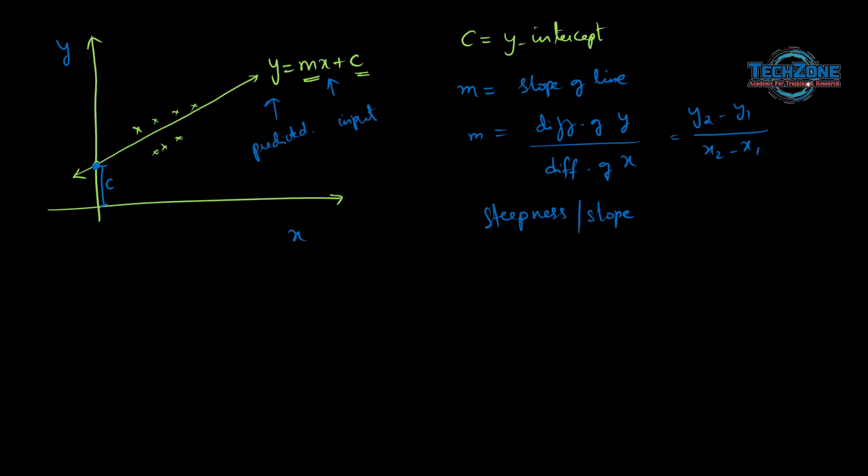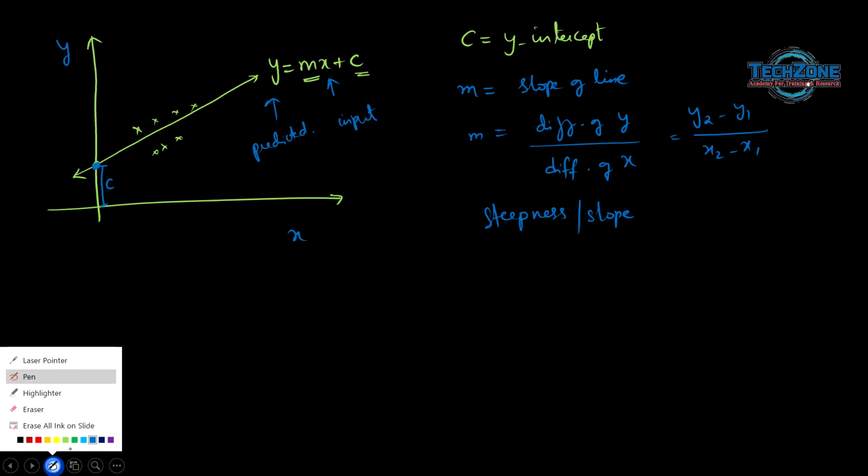x is the input value and y is the predicted value. That means if we know m and c and we multiply x with m and add it to c, we'll get the value of y. I'll give you one example.